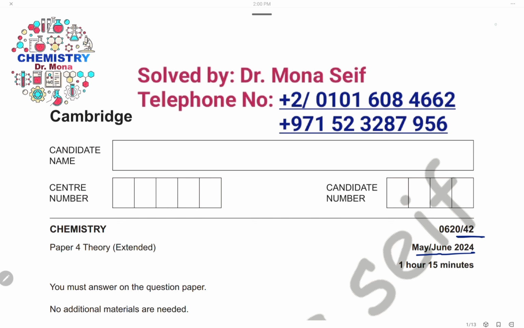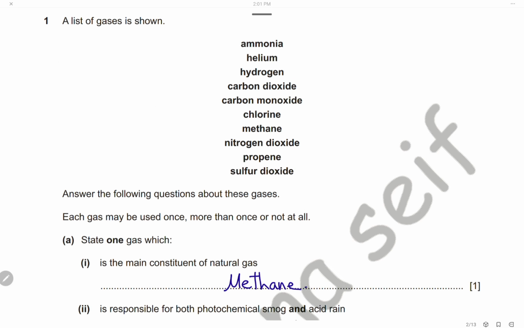Let's start it. Question 1. A list of gases is shown. Answer the following questions about these gases. Each gas may be used once, more than once, or not used at all. First one. Which gas is the main constituent of natural gas? Of course, natural gas is methane.